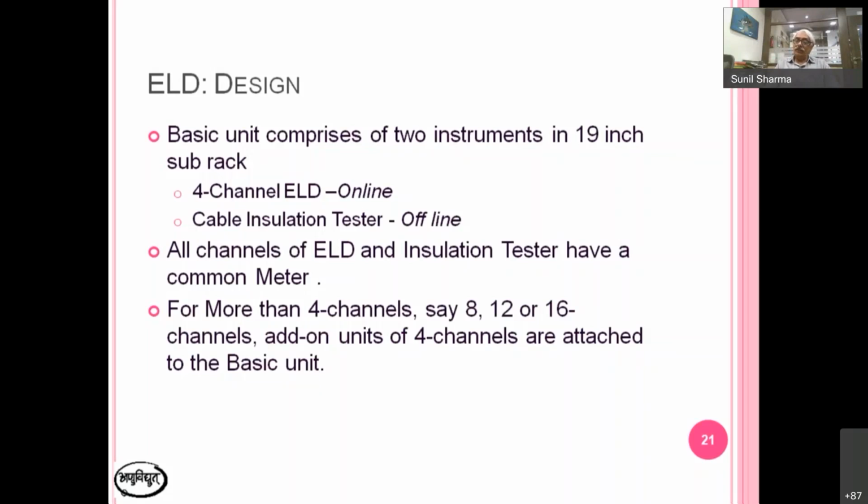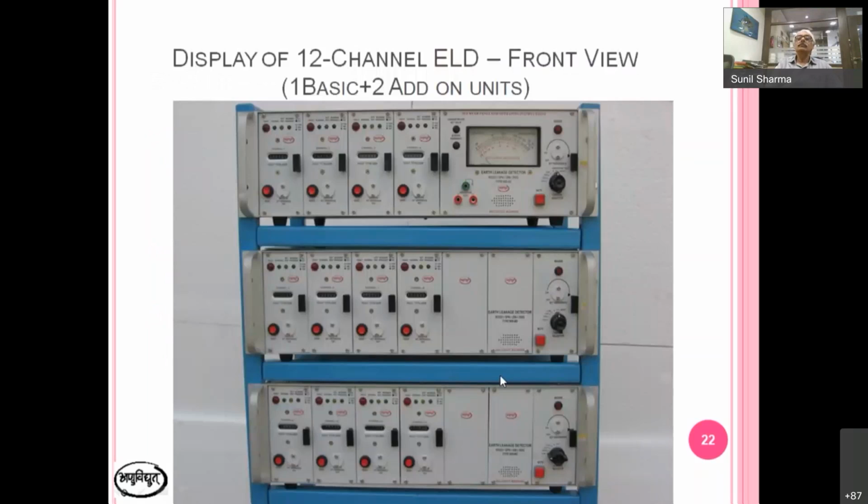And for more than 4 channels, it is 8, 12, and 16. The 4-channel additional units are connected with this, like that. This is the basic unit with meter, 4 channels, 1, 2, 3, 4, and this is the main channel, and this is the additional. This is a 12-channel ELD actually. This is the channel selector for meter and insulation tester.